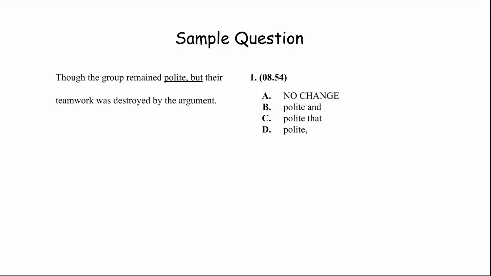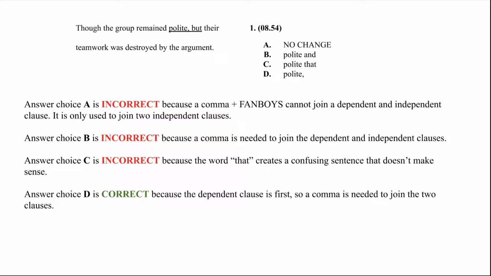Answer choice A is acting like it's two independent clauses, which is incorrect because the first one is actually dependent. And B and C are not correct ways to join clauses. B would have to be an independent clause with a comma, and C is not a fanboys. It'd have to be two independent clauses, and it would have to have a comma. So that's why it's going to be answer choice D.